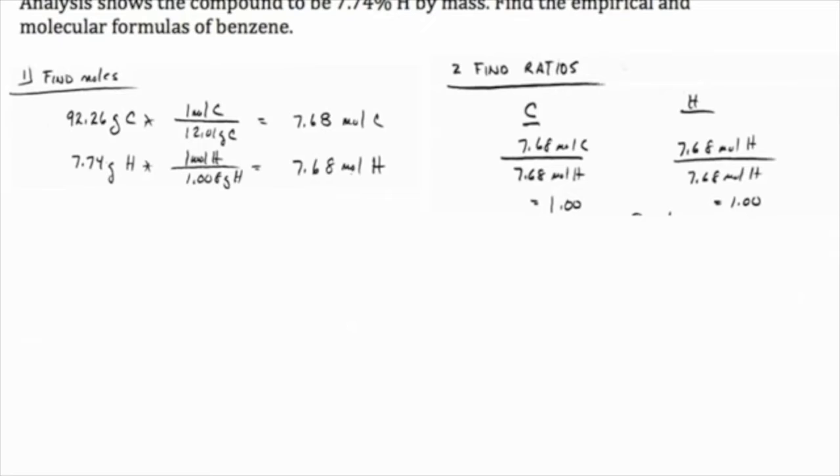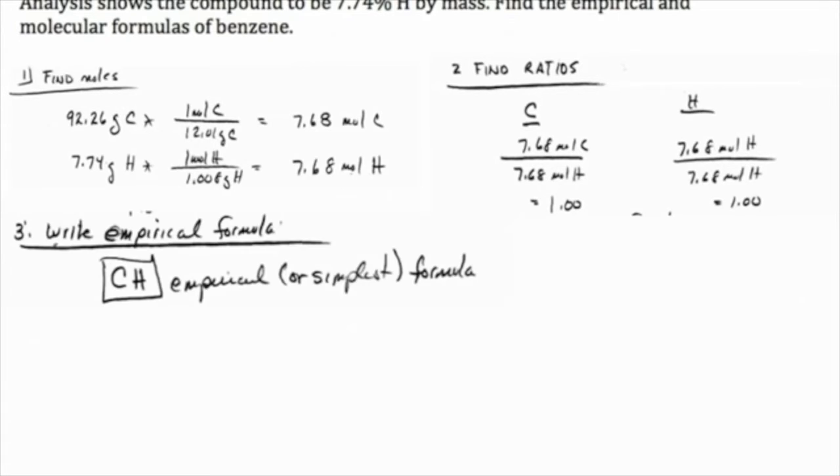The next step is to find the ratios between carbon and hydrogen. Here we find that for every 1 carbon, there's 1 hydrogen. And then use that information from the ratios to write your empirical formula. 1 carbon atom for every 1 hydrogen atom is found in the empirical, or the simplest, formula.